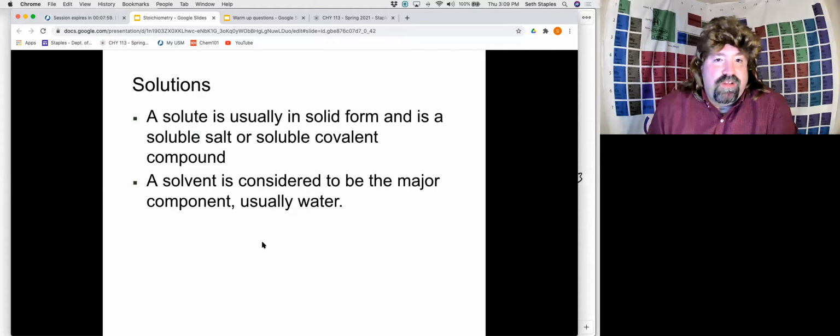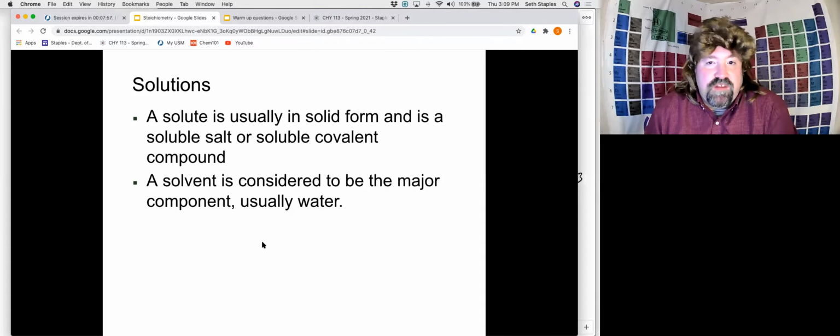A solute, as I mentioned, is typically a solid, and will typically be some sort of soluble salt, some sort of ionic compound, or something that's a soluble covalent compound, something like sugar. Sugar dissolves in water pretty readily. That's a covalent compound, so that could be a solute. The solvent, as I mentioned, is considered to be the major component, normally going to be water.